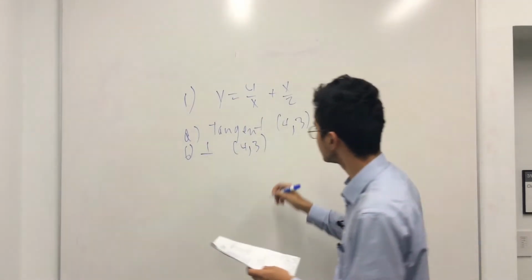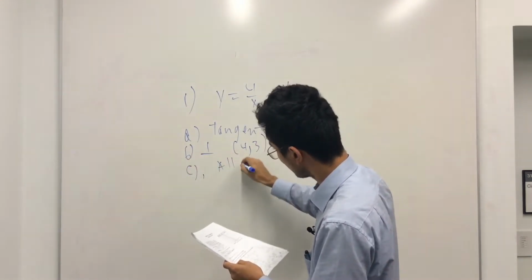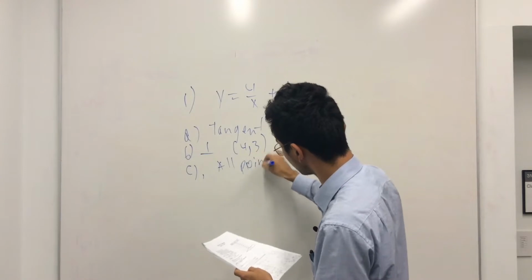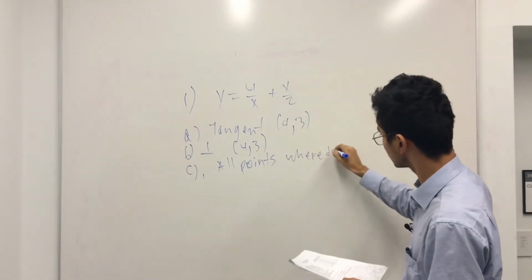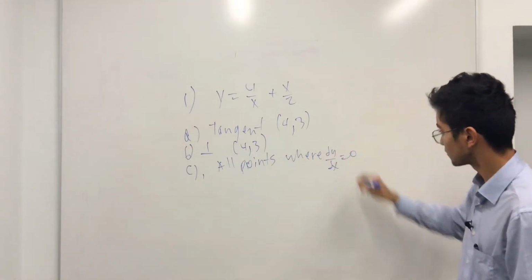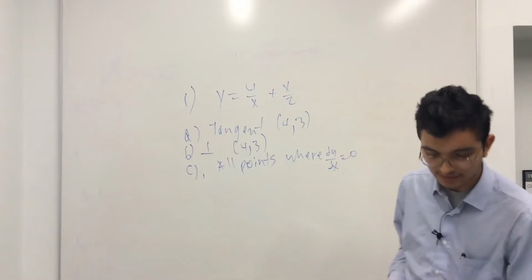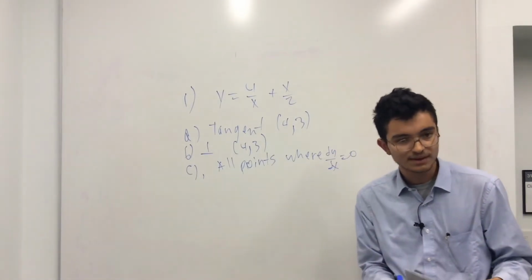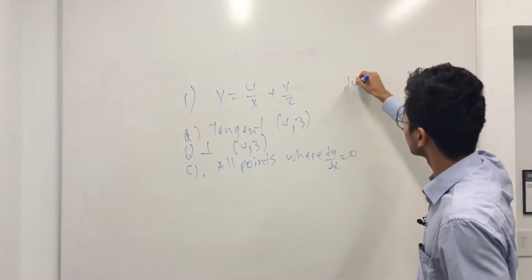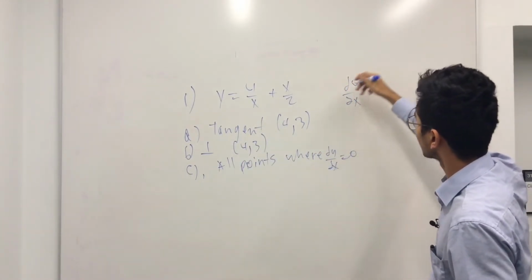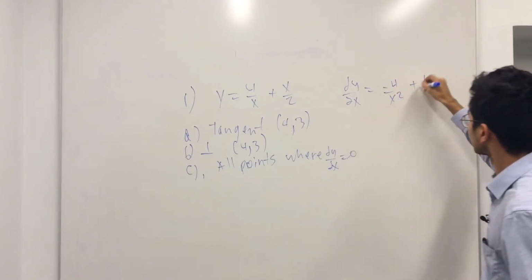And for part C, we're asked to find all points where the derivative, dy over dx, is equal to 0. So we want to find all points where the tangent line to the curve is horizontal. First we take the derivative, so dy over dx is going to be negative 4 over x squared plus 1/2.